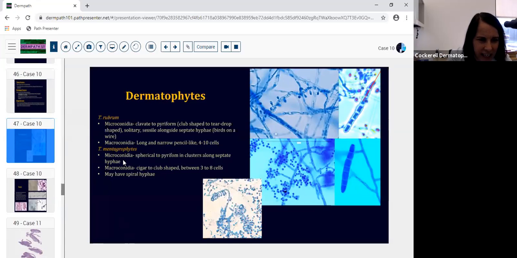With T. mentagrophytes, you'll see microconidia that are spherical, and that was what we had in our slide. Sometimes it can be difficult on histology if you don't have a good macroconidium, which is cigar-shaped and between 3 to 8 cells. And then you can sometimes see these spiral hyphae, which are typically seen more in culture than in the histology.